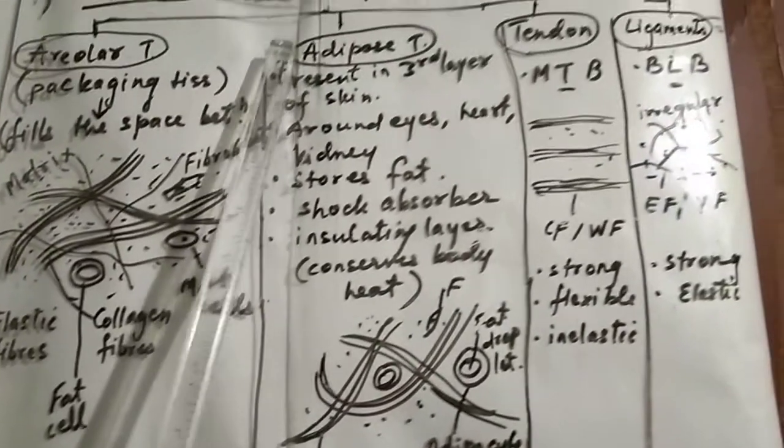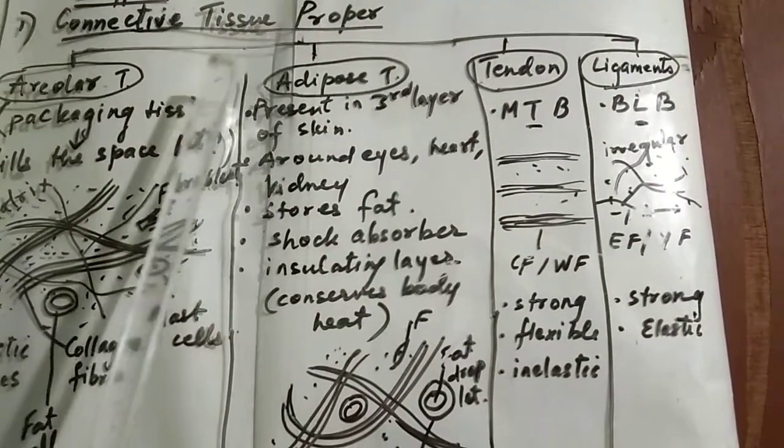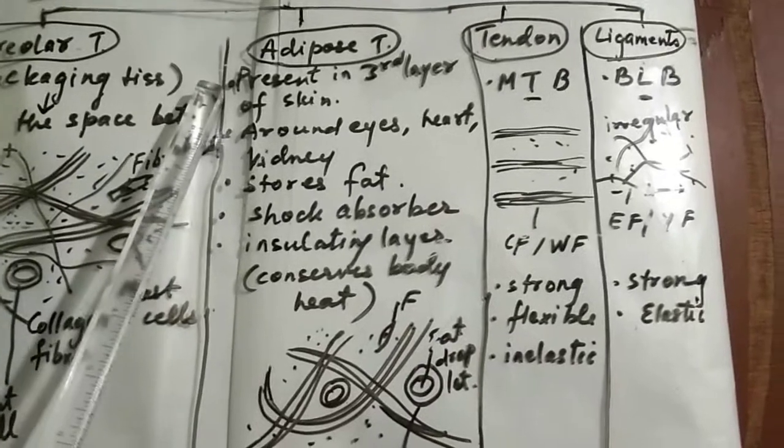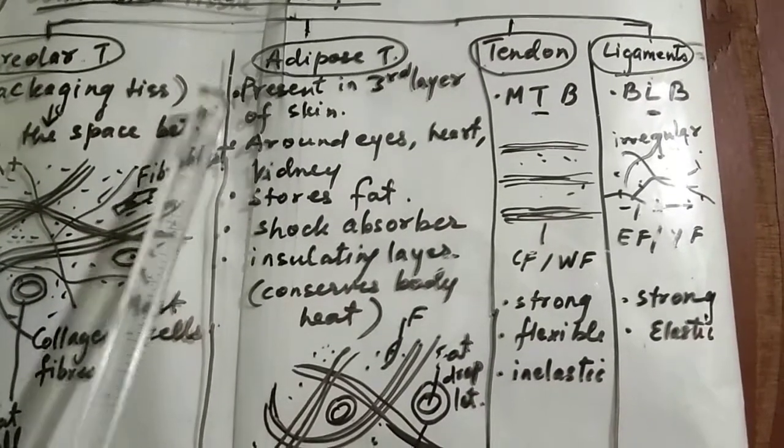The second type is called adipose tissue. Adipose tissue is generally present in the third layer of the skin, that is, below the dermis.